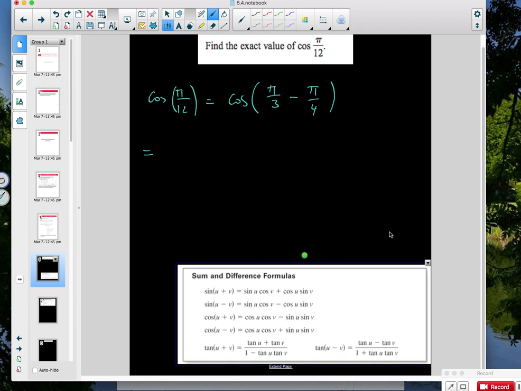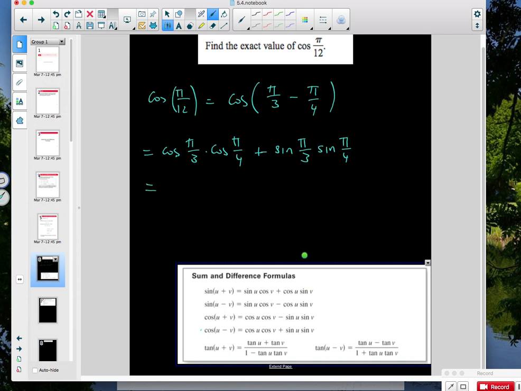So it's this formula. It's the fourth formula. So it's cosine pi thirds times cosine pi over 4. The difference becomes the sum. It's the opposite. So plus sine pi thirds times sine pi over 4. And now you use... Are you guys alright with this?